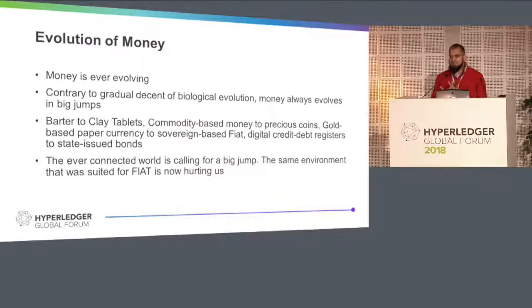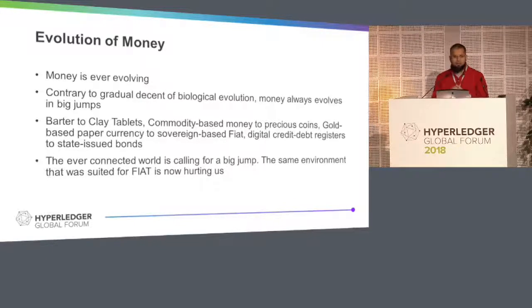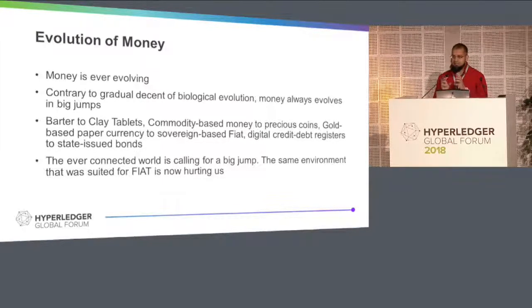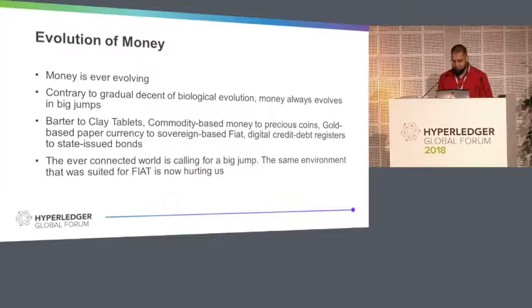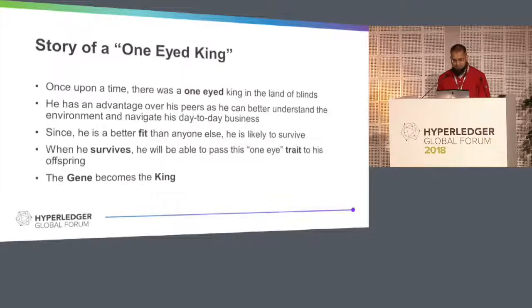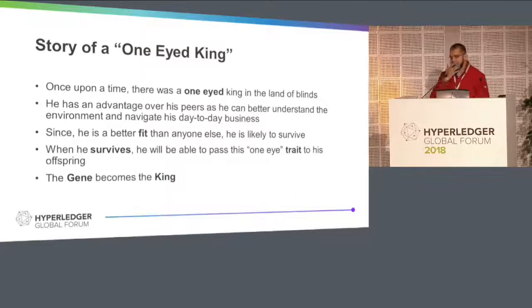The ever-connected world of today is now at a point where it's asking for another currency. All of the basic required ingredients that were supportive of fiat are quite working against it, and we'll see how it's happening. So let me start with the story of the one-eyed king.